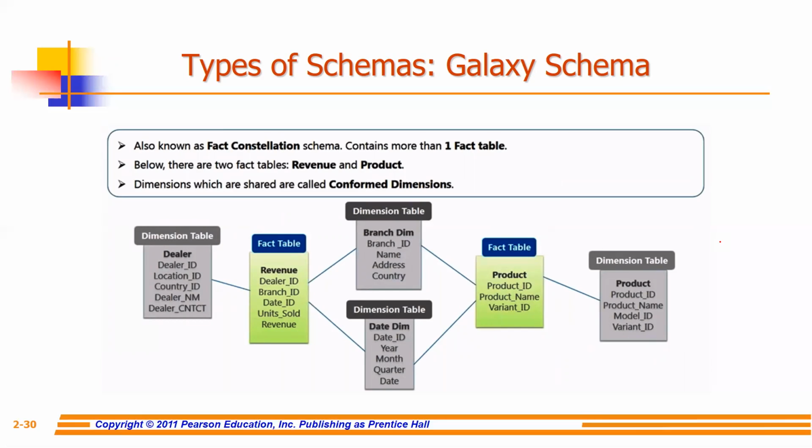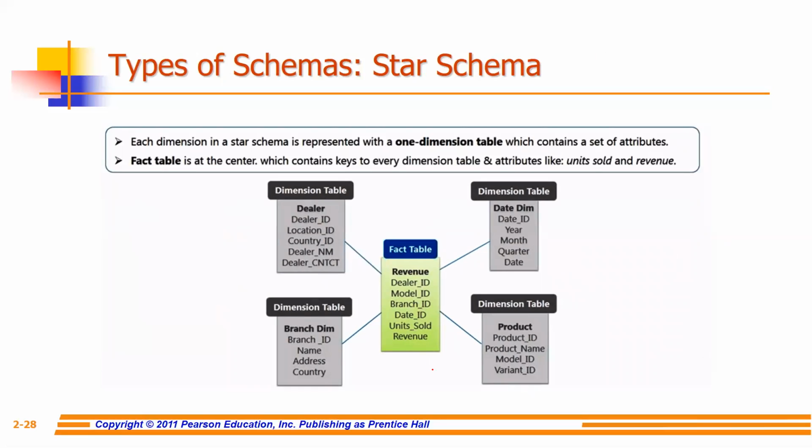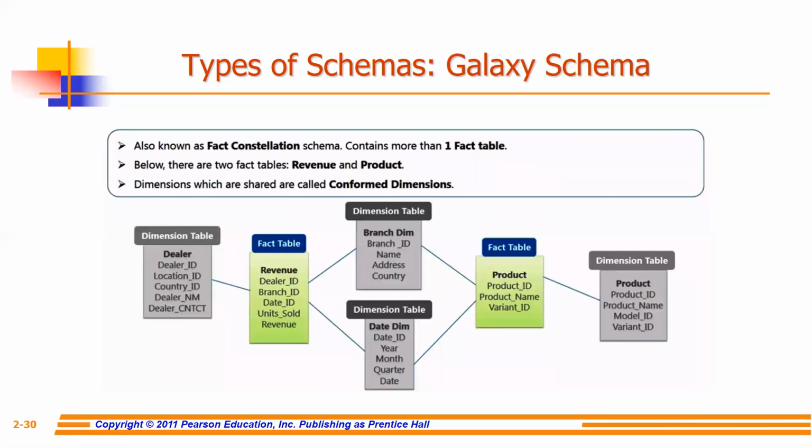The last type of schema is the galaxy schema. In the galaxy schema, we may have several fact tables. In the star schema, we have one fact table which is surrounded by several dimension tables. But in a galaxy schema, we may have more than one fact table. This is the product fact table. This is the revenue fact table.